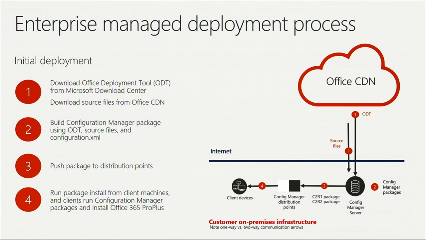Let's take a look at what the enterprise managed deployment process looks like using Configuration Manager. At the start, you're going to get the Office deployment tool, which is included in the Client First Install Wizard. You're going to get your source files from the Office CDN. Then you're going to build out your Configuration Manager package. This is going to include the Office deployment tool, your source installation files, and then your configuration XML file. Then you're going to wrap these all up and push that package out to the distribution point.